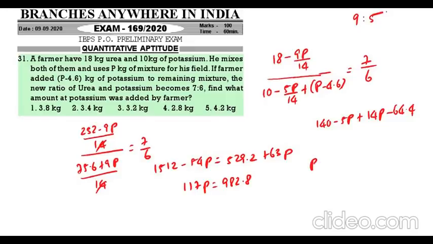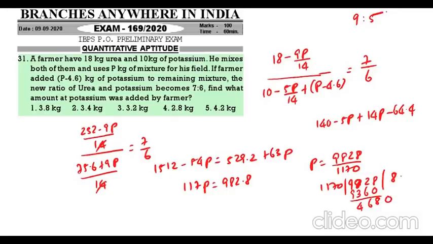So p is equal to 982.8 by 117. This you have to do the calculation. So 1170 I am dividing 9828. First how many times? 8 times. So it is 9360. 468. Now keep the point. 4680. Exactly it will go 4 times. So p value is 8.4.